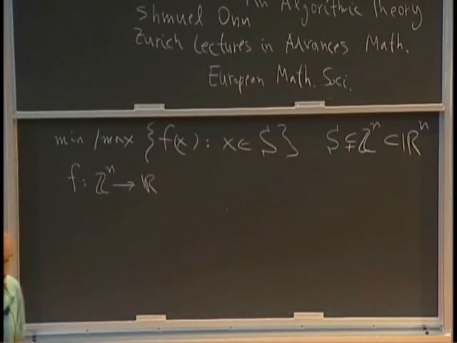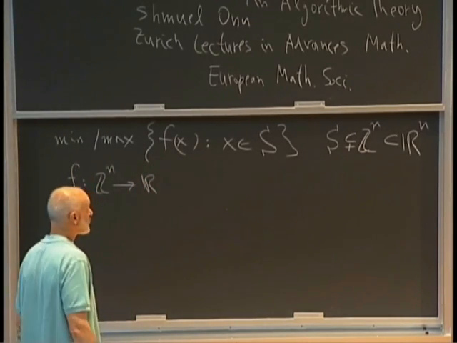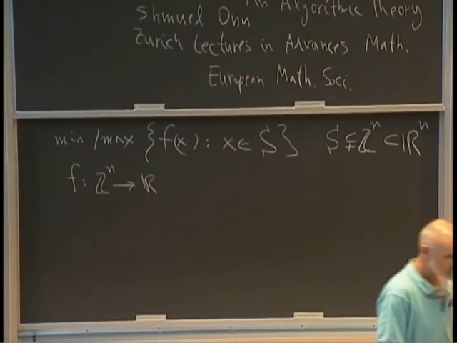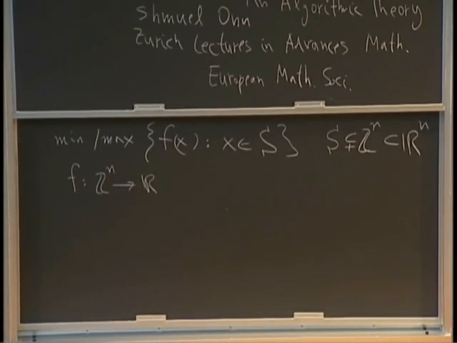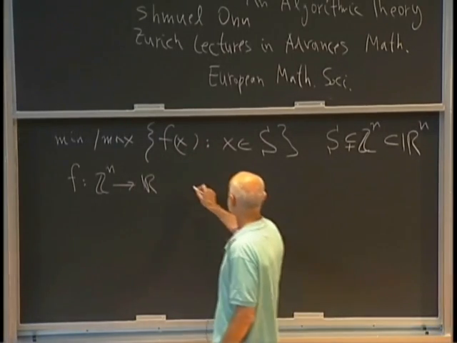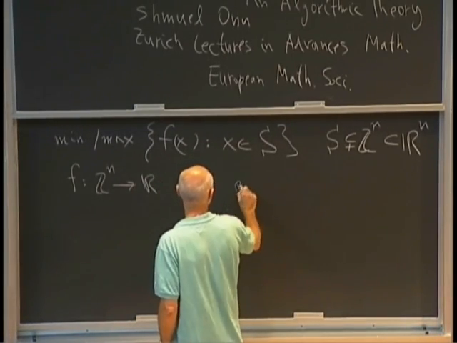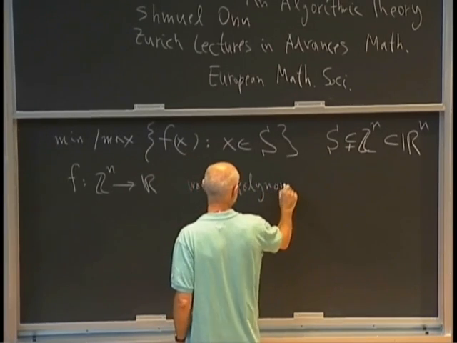I need it to be defined only on integer points, but usually it will actually be a function on the entire space Rn. Okay. So this looks like a simple problem. If this is a finite set, it looks like a trivial problem. You just check every point and pick the best, right? But what we are interested in is efficient algorithms, and by efficient I mean polynomial time, so we want polynomial time algorithms, mostly.